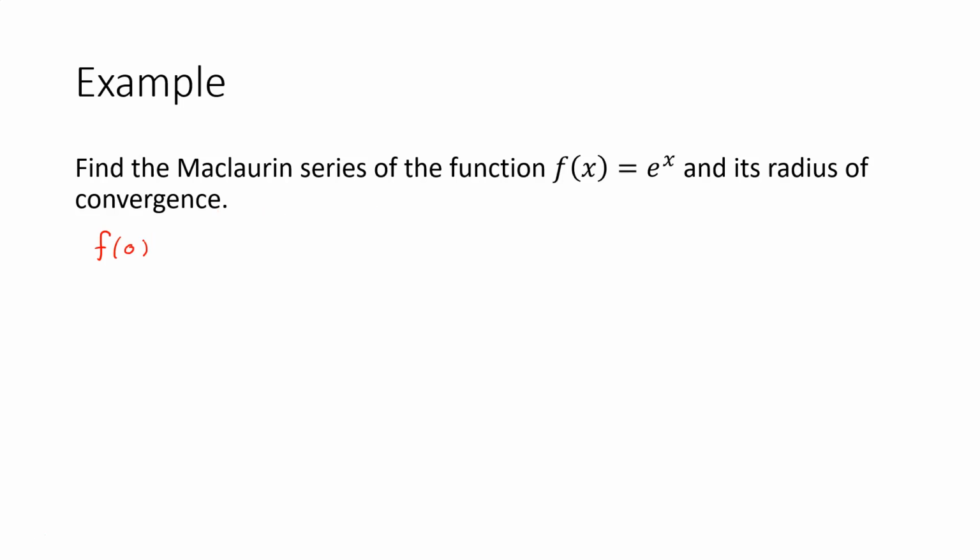So f of 0, plus f prime of 0 over 1 factorial, which is 1, times x, plus f double prime of 0 over 2 factorial, which is 2, times x squared, and so on. Actually this one's centered at 0, so here I don't need the a, it's just x squared. f triple prime at 0 over 3 factorial times x cubed, and so on. The next term would be the fourth derivative at 0 over 4 factorial times x to the fourth.